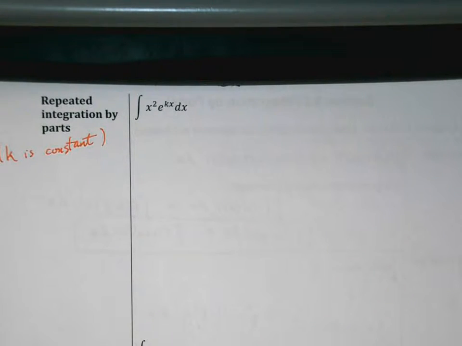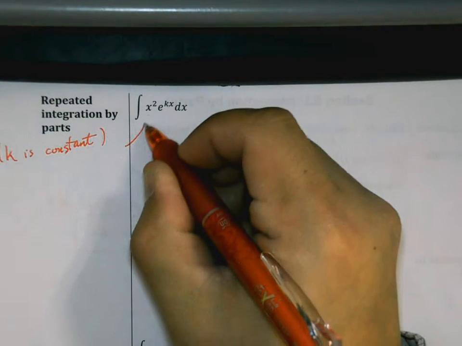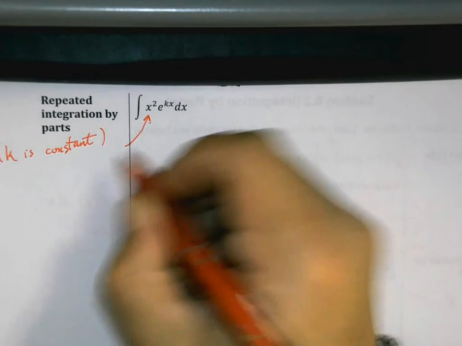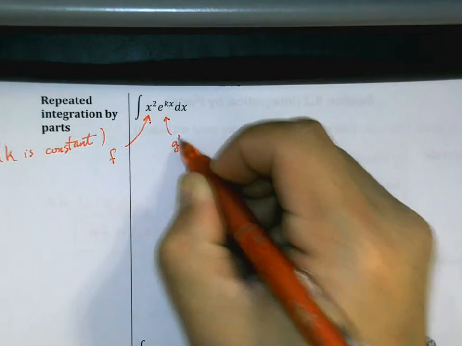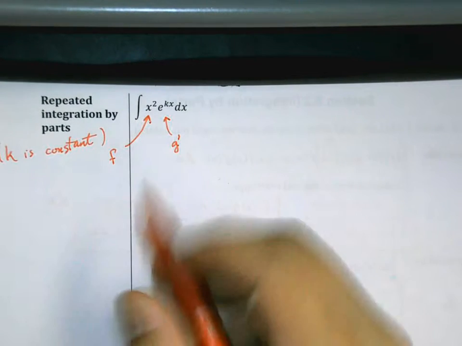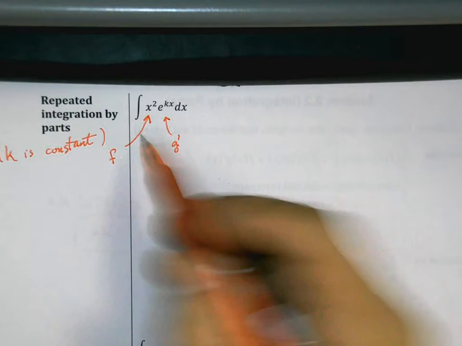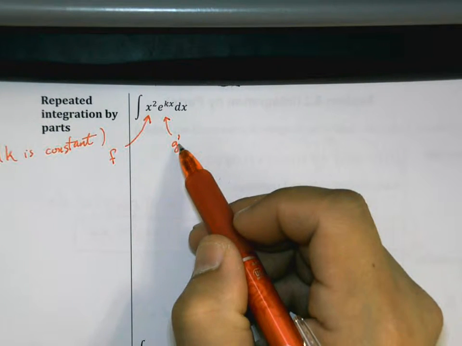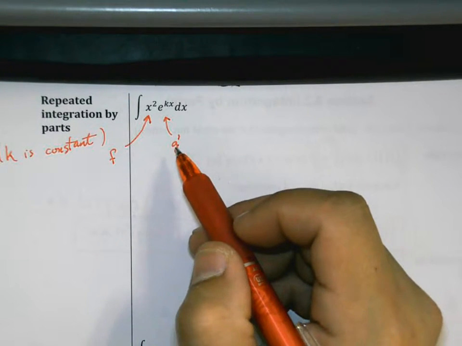Now we have to decide again what we're going to pick to be f and what's going to be g prime. I'm going to choose x squared to be f and e to the kx to be g prime. The reason is that if I take the derivative of x squared, it's going to get simpler. And if I take the antiderivative of e to the kx, I know how to do that to begin with, and at least it won't get more complicated.